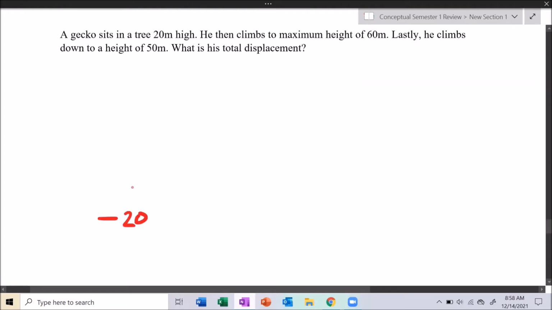I drew a picture for the gecko. I started him out at 20 meters. He's already positive 20 meters off the ground. And I showed his path going up to 60 meters. Now, the last movement he does is he goes down to the 50-meter line.